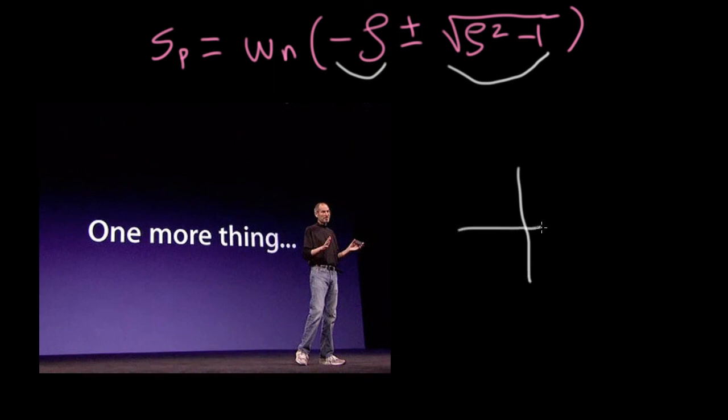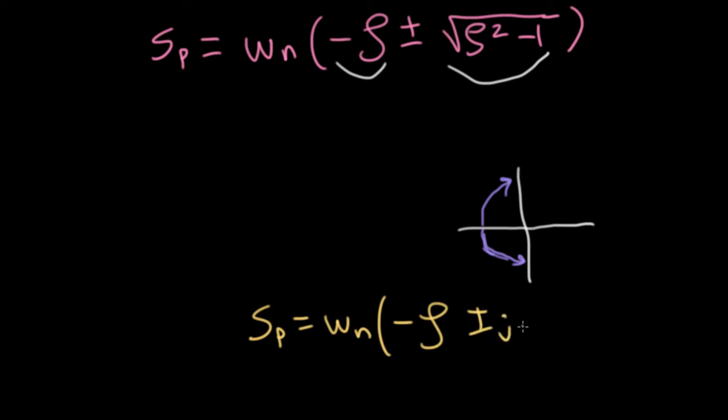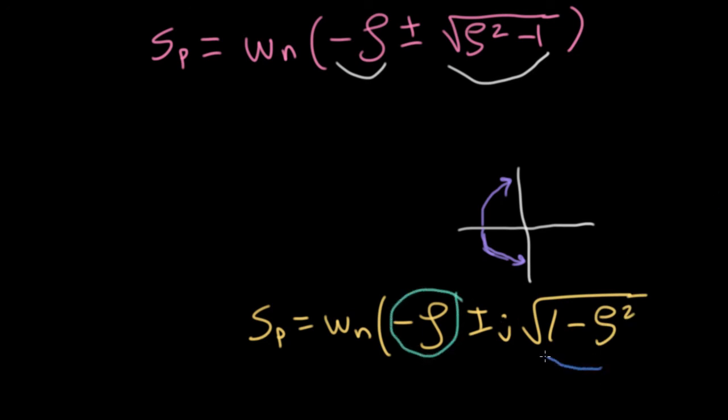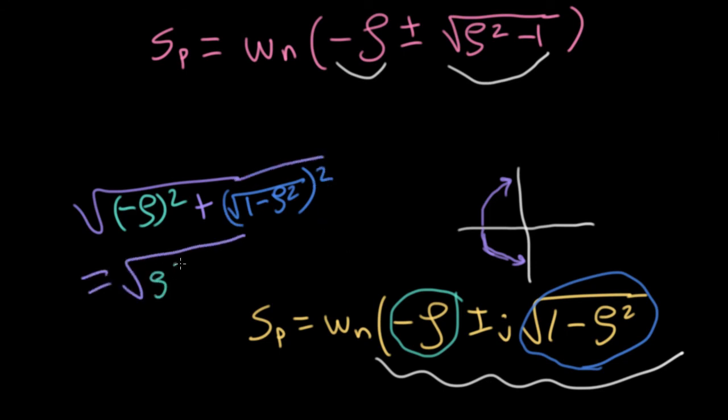If you're wondering why the poles traverse this circle for the underdamped case, remember that if zeta is less than 1, I wind up with this complex conjugate pair. So I can put the j out in front and write this as the square root of 1 minus zeta squared. So here I have a real part, and over here I have an imaginary part. And if I look at the magnitude of what this vector is, well, it's going to be the square root of this, minus zeta, squared, plus the square root of 1 minus zeta squared, squared. And that's going to give me zeta squared plus 1 minus zeta squared.